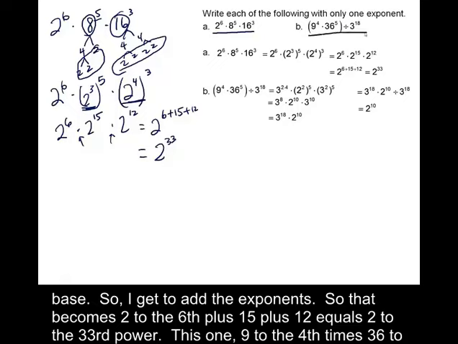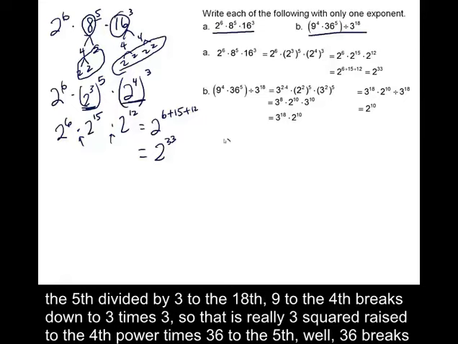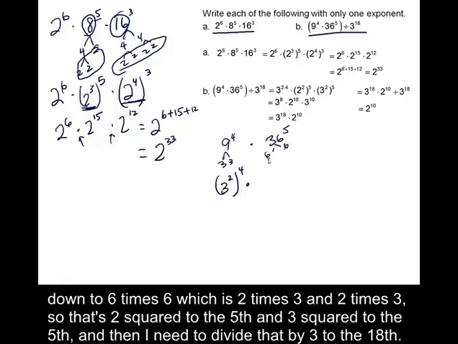This one, 9 to the 4th times 36 to the 5th, divided by 3 to the 18th. 9 to the 4th breaks down to 3 times 3, so that's really 3 squared raised to the 4th power, times 36 to the 5th. Well, 36 breaks down to 6 times 6, which is 2 times 3 and 2 times 3. So that's 2 squared to the 5th and 3 squared to the 5th.